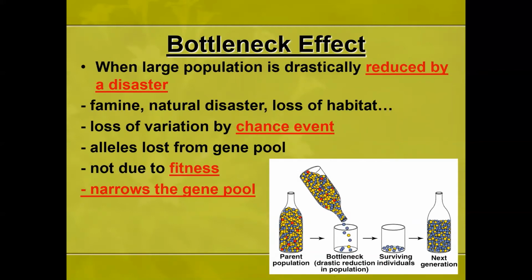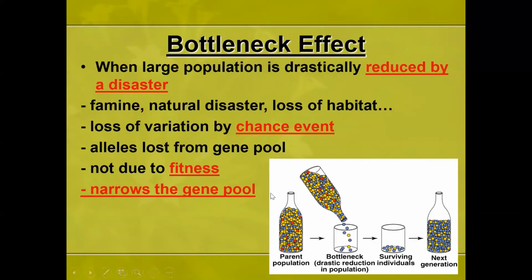This is where we have a large population, something happens, a disaster, like maybe a drought, a fire, a volcano, a hurricane, something happens that wipes out the majority of the population and only a few survive. Guys, those few that survive are not going to represent all the variation that once existed. Alleles could be lost. And now it's not going to be due to fitness. They just get lost because of this random bottleneck effect. And it definitely is going to narrow the gene pool.